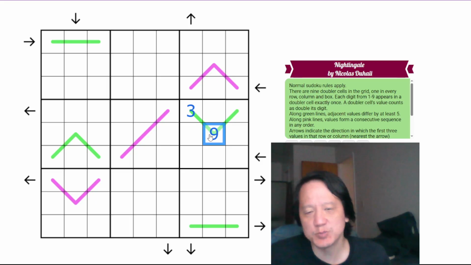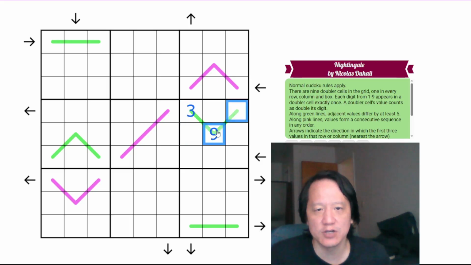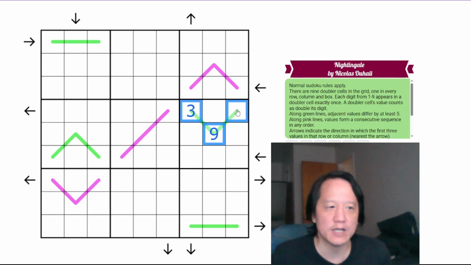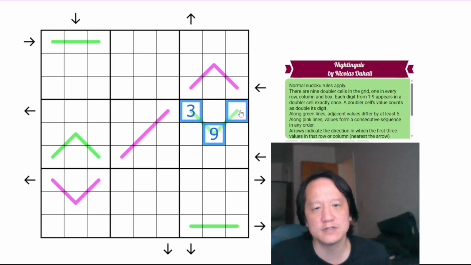I call them Whisper 5 lines because a setter came up with that name for this line, and I think it made a lot of sense because it was very easily extensible.